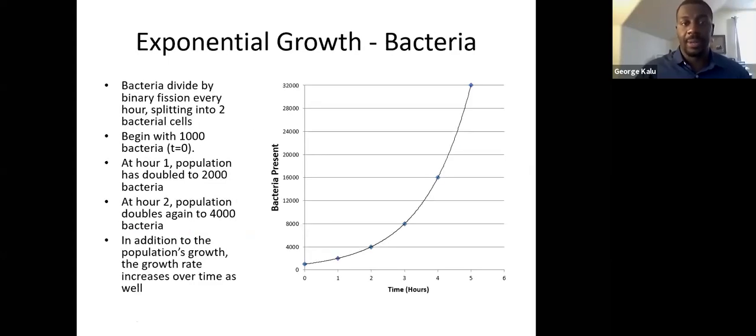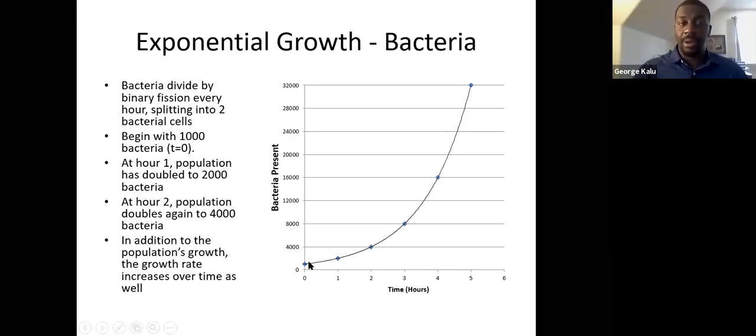An example of exponential growth is what we see in bacteria. If you go back to chapter 6, bacteria, when they replicate, are going to replicate using binary fission. And so you have one bacteria that eventually splits into two. So let's say we're doing some kind of experiment and we want to look at how this population of bacteria is going to be growing. We start off with 1,000 bacteria at time 0, at our initial moment.